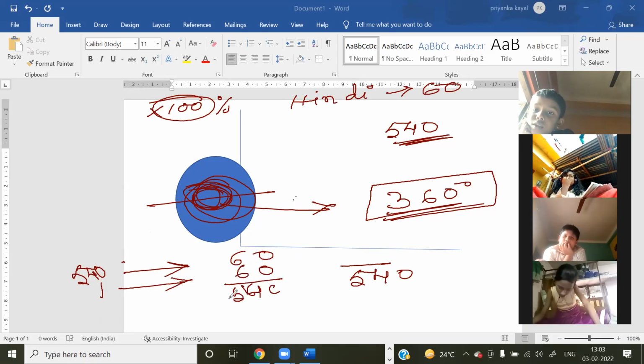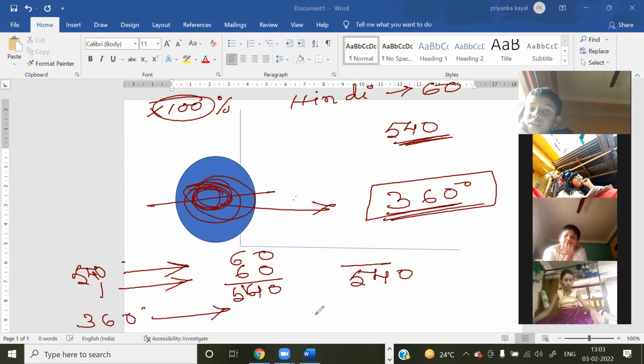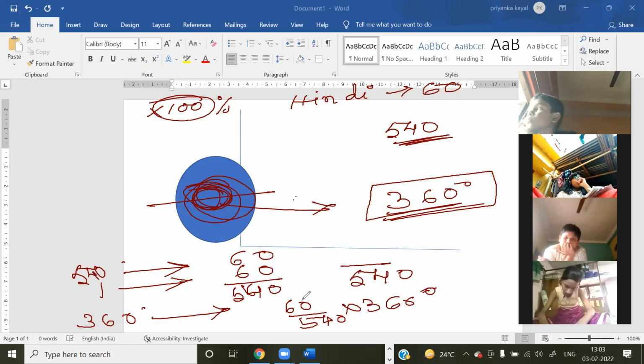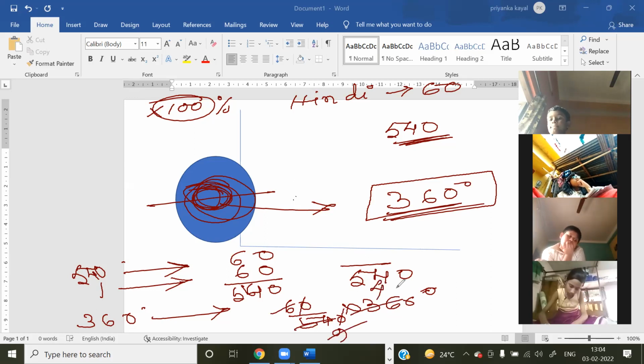When 360 is the total, then how many will it be? 60 by 540 into 360. Understood or no? Yes, ma'am. Now we'll just have to calculate: 6, 9, 54, 9 4s are 36. It will be 40 degree. Understood?